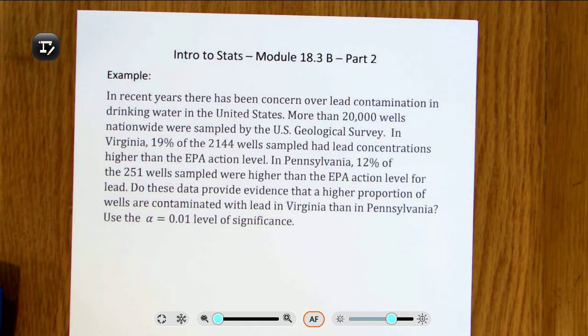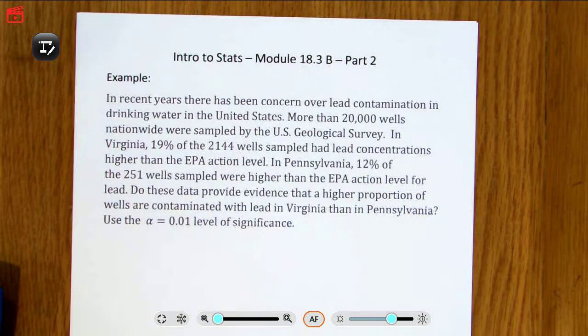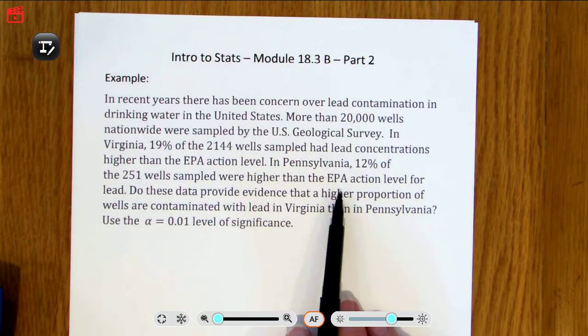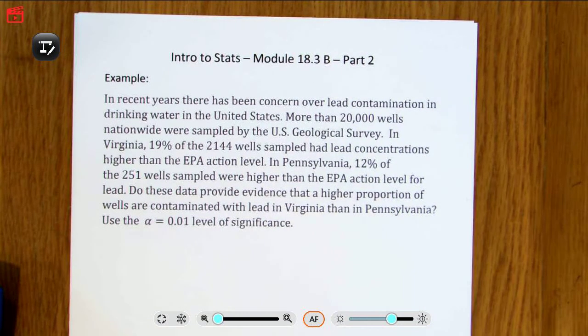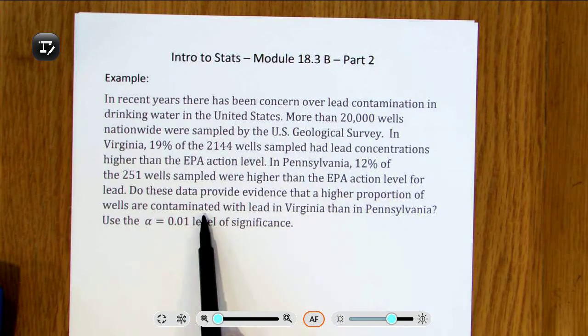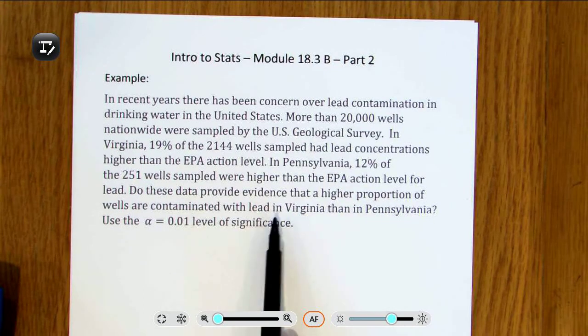In Virginia, 19% of the 2144 wells sampled had lead concentrations higher than the EPA action level. In Pennsylvania, so a different state, 12% of the 251 sampled were higher than the EPA action level. Do the data provide evidence that a higher proportion of wells are contaminated with lead in Virginia than Pennsylvania? So Virginia is higher than Pennsylvania.